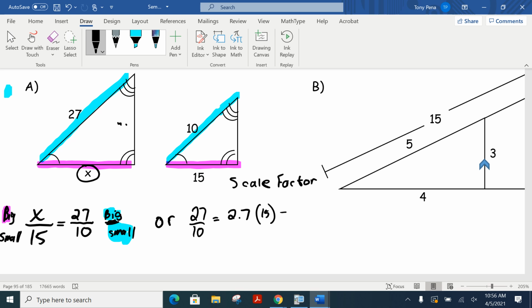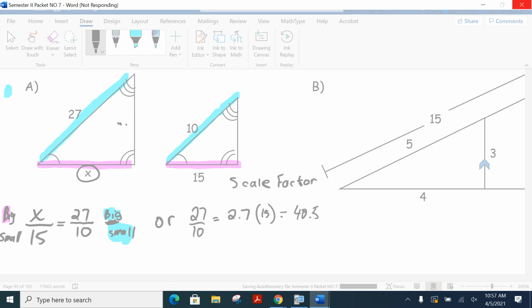40.5. Yeah. All right, so that should now give us 40.5. Let's solve the one Alexis set up. Did you get a 40.5, Alexis? Good. Go ahead and solve Alexis's.